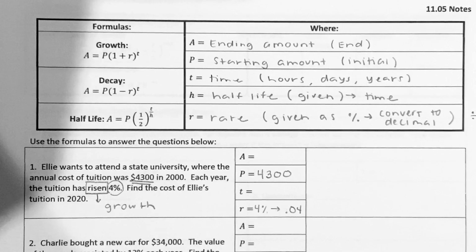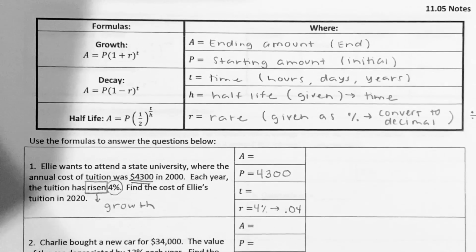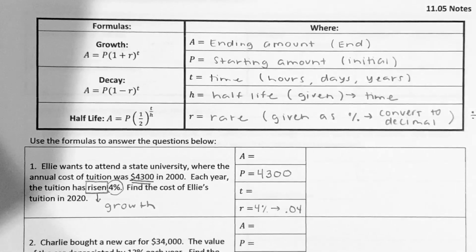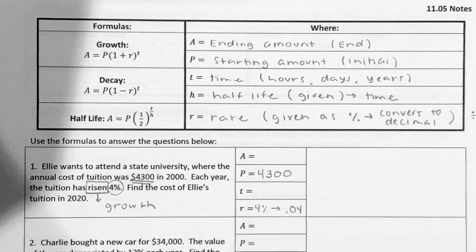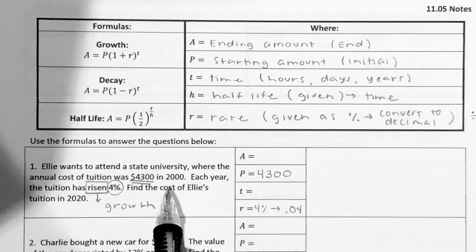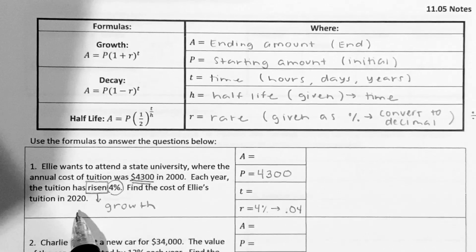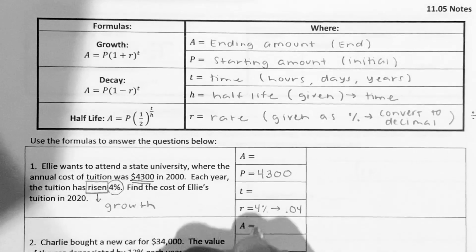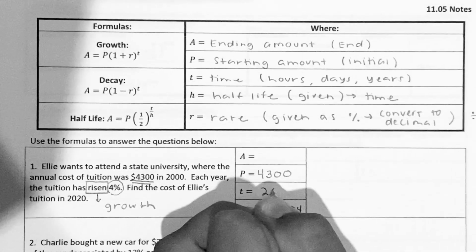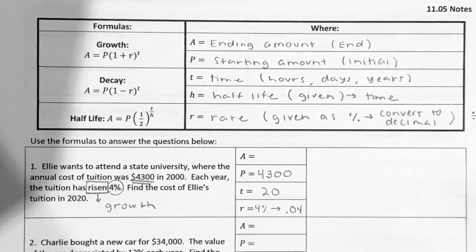0.04. All right, and then we have to think about time. It didn't give it to us exactly, so we actually have to figure out what the time is. It started in 2000 and ended in 2020, so the time is 20 years. 20 years have gone by. All right, so from this point, pretty easy, pretty simple.